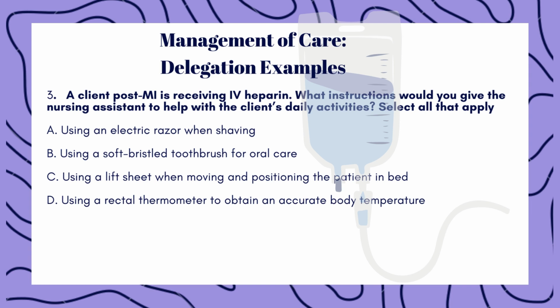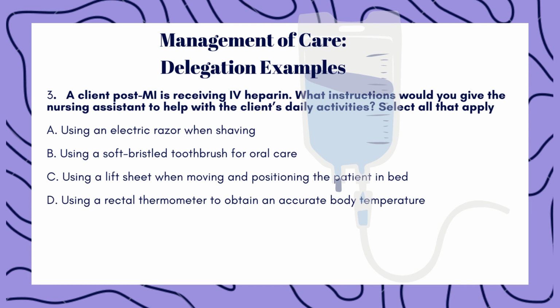Okay, so looking at the answer options, I would say that all of them are correct except D. So A, B, and C are the correct answers. D is not. If someone is on IV heparin, you do not want to use a rectal thermometer. The rectum is a very vascular area and it can be prone to bleeding, so you would want to just use an oral thermometer. For A, B, and C, you would want to, yes, use an electric razor, not a straight razor. Straight razor puts the client at more risk for cuts.